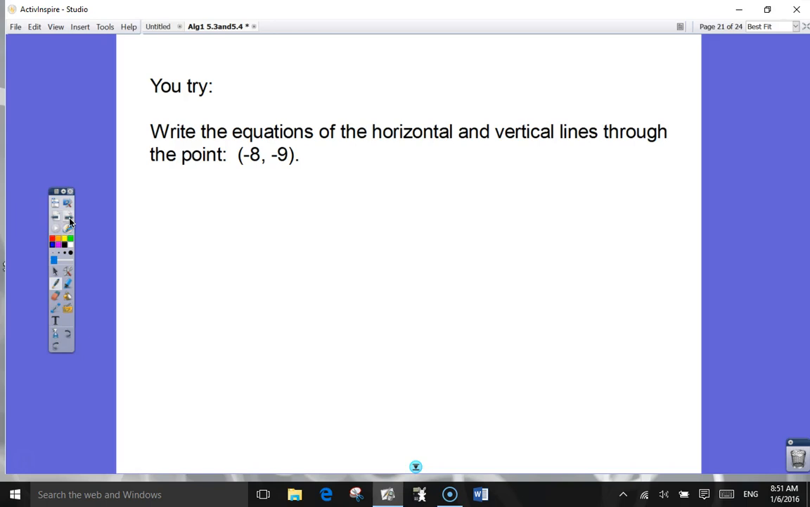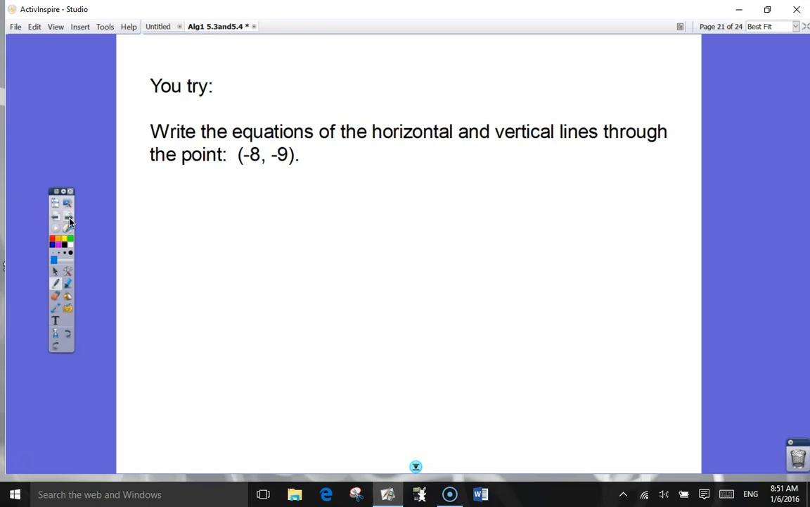Okay, so let's see. Here's your you try. It should take you like 3 seconds. Write the equations of a horizontal and vertical line that go through that point. Horizontal. This is the X, right? This way. No, that's the Y. This is the Y. Just write the equations. You don't even have to graph them.